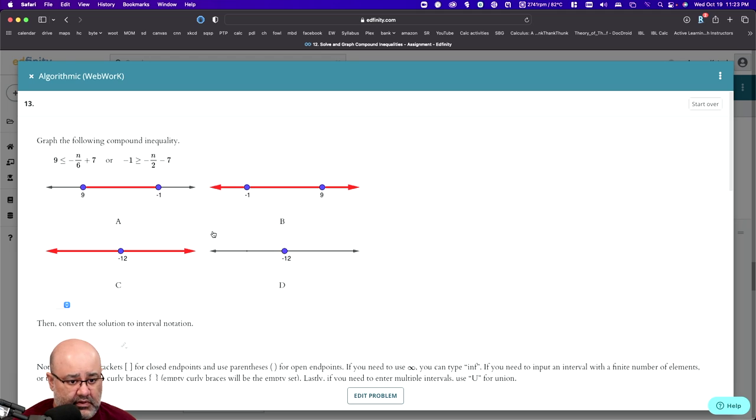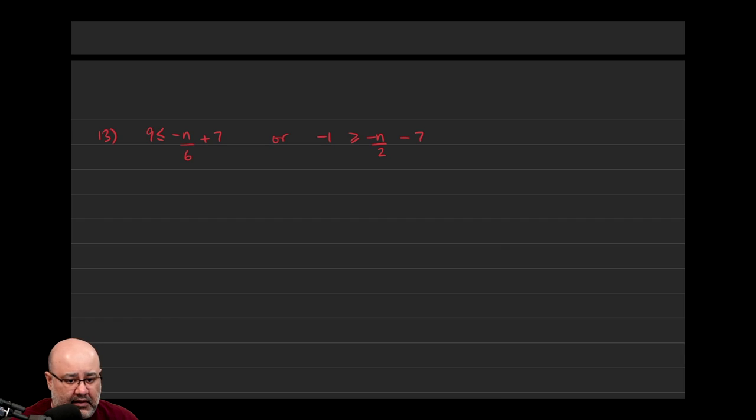Is less than or equal to negative n over 6 plus 7, or negative 1 is greater than or equal to negative n over 2 minus 7. So we solve for n just like we have in all the other problems in the past. Subtract the 7 first, so that gives us 2 is less than or equal to negative n over 6. Multiply the 6 over to the other side, which gives me 12 is less than or equal to negative n.